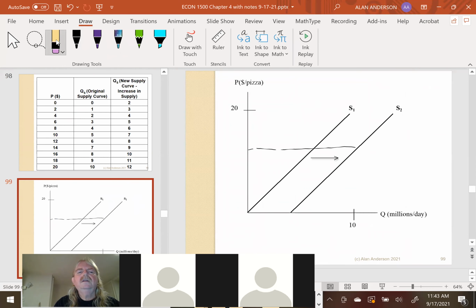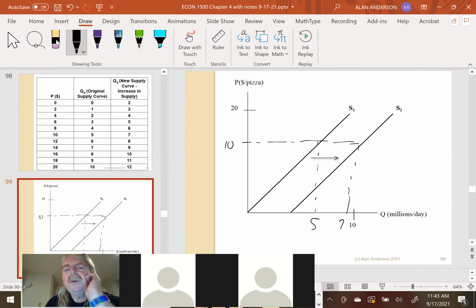Actually, let me fix this. Yeah, these are not exactly engineering drawings here. Trying to make it look consistent. I'm not completely succeeding here.